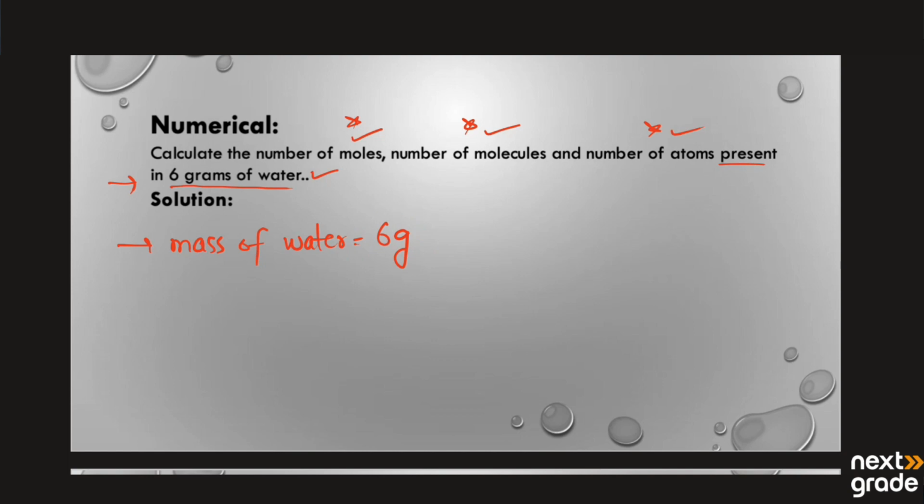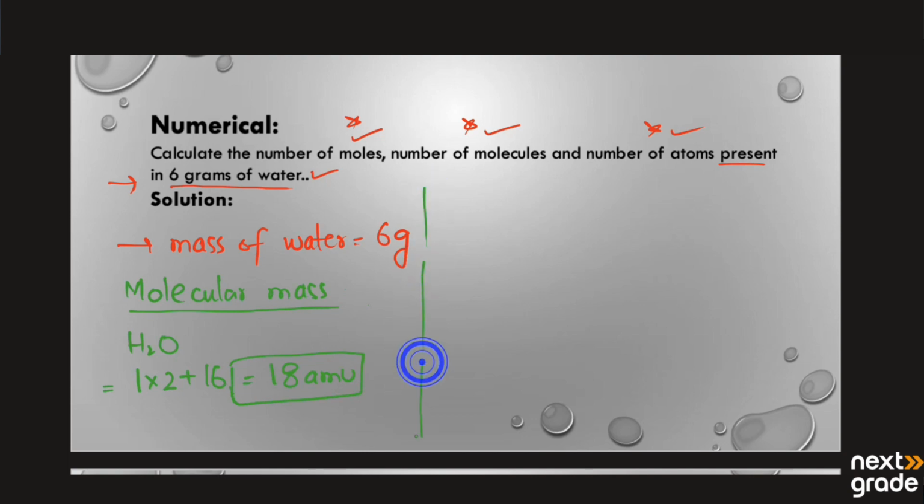Let's find the molecular mass of water because it is going to be used in the formula. The molecular mass of water, with formula H2O, is 1 multiplied by 2 for hydrogen, plus oxygen 16. So its molecular mass is 18 AMU, atomic mass units.